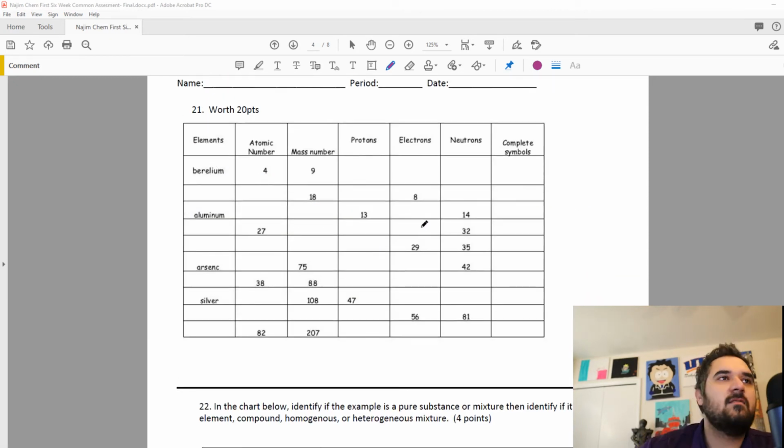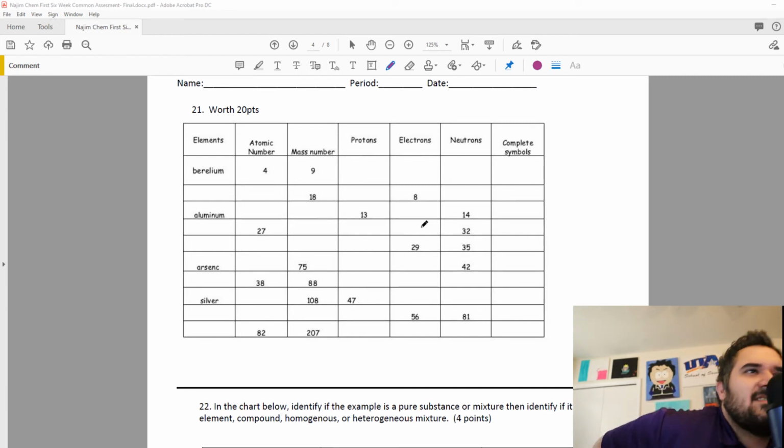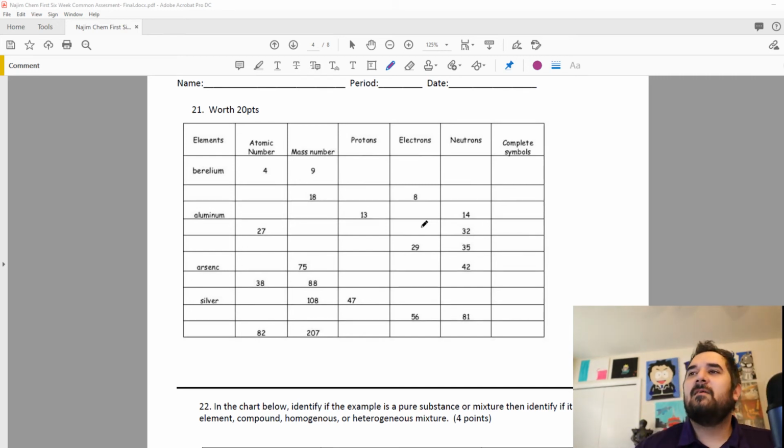All right. So this section right here is worth 20 points on its own. This is not hard. You guys have done this before. But let's go ahead. I'm going to work through a few of them. I don't want to work through too many of them just because I could work through all of them, but who's got the time for that?